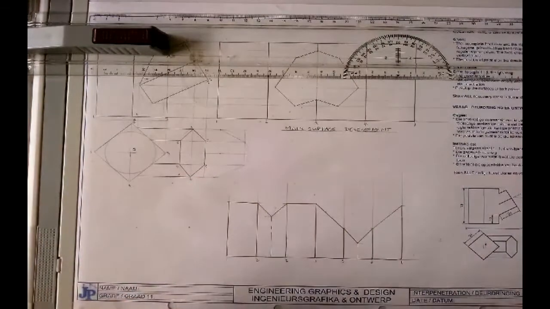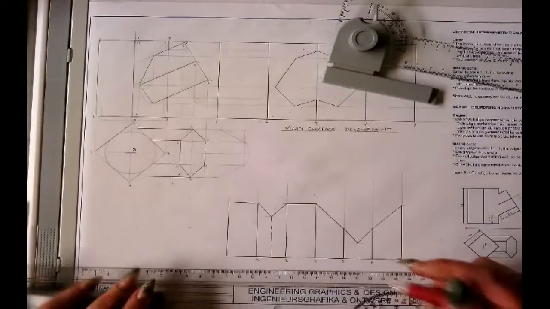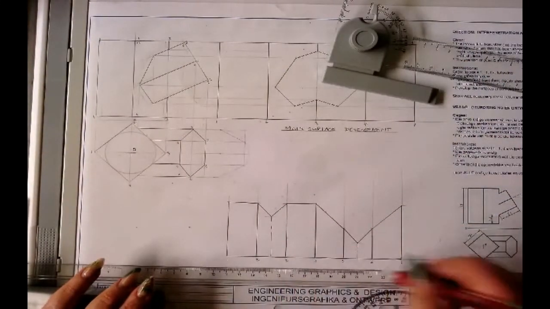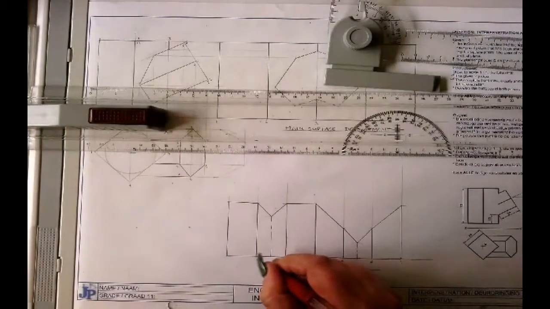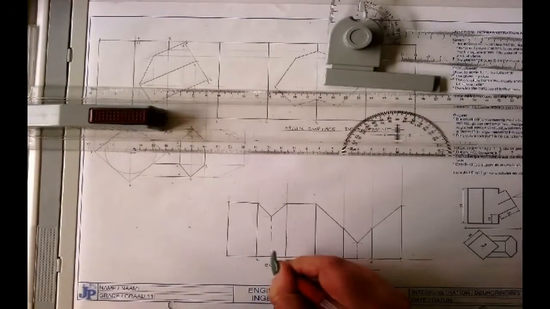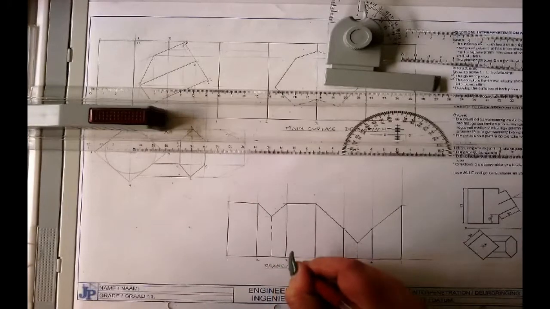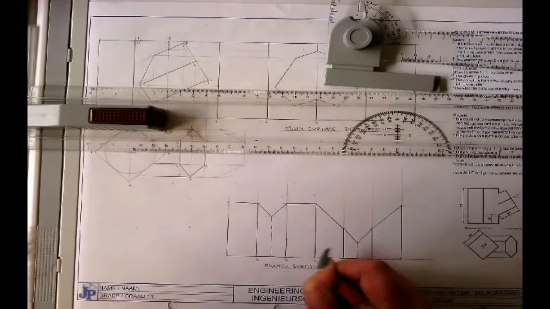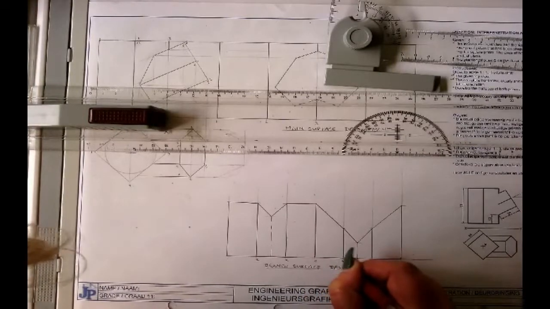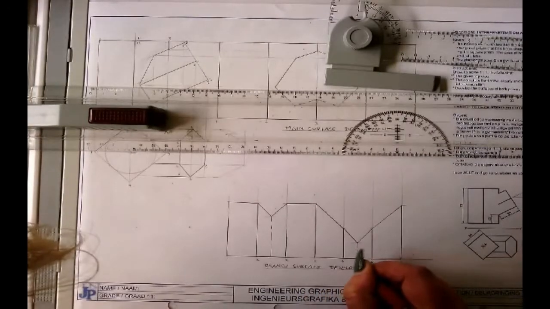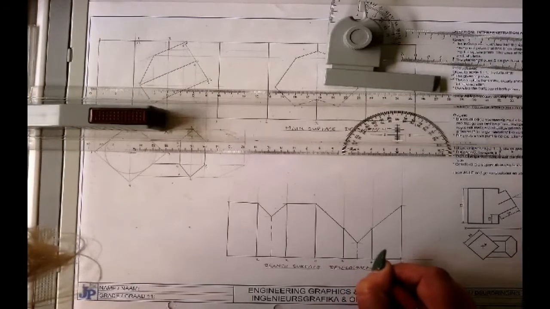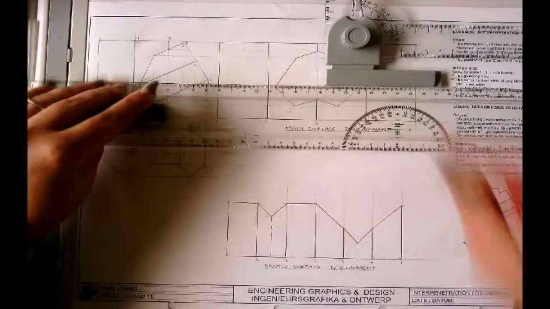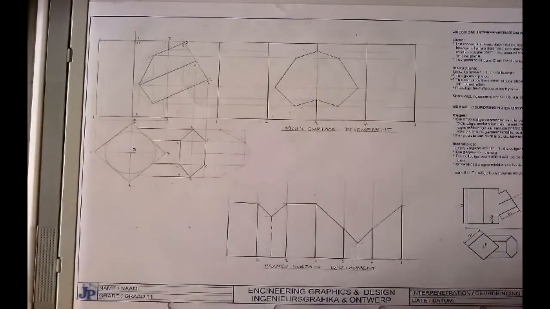Okay, and that is now my branch surface development. Okay, and that is then how it would look like at the end.